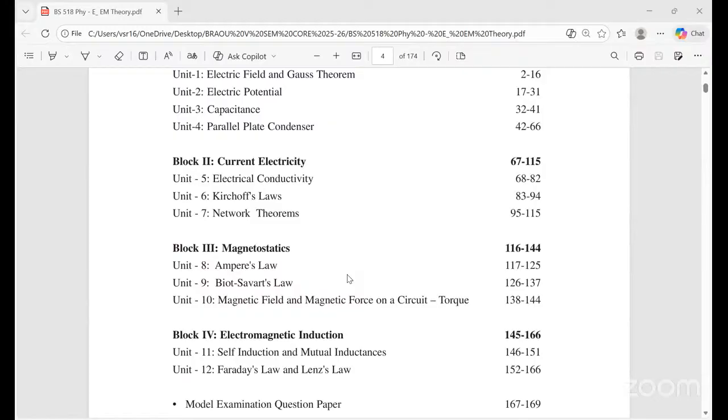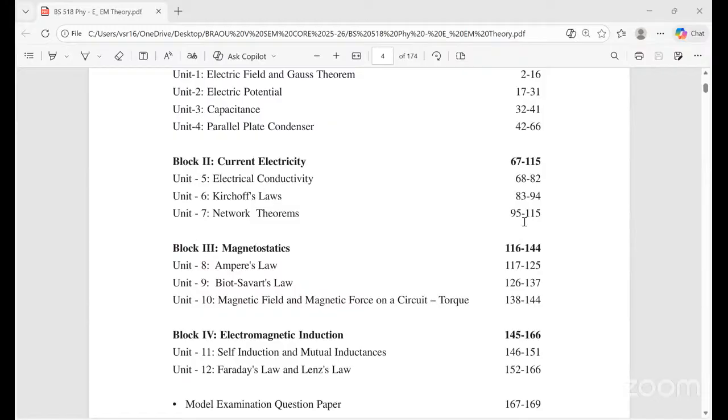And before that, that is electrical conductivity. Okay. So what is the drift velocity value? Everything comes under the electrical current. Next, whereas in block 3, this is different from the first two. Okay. Here you are able to find out the magnetostatics.